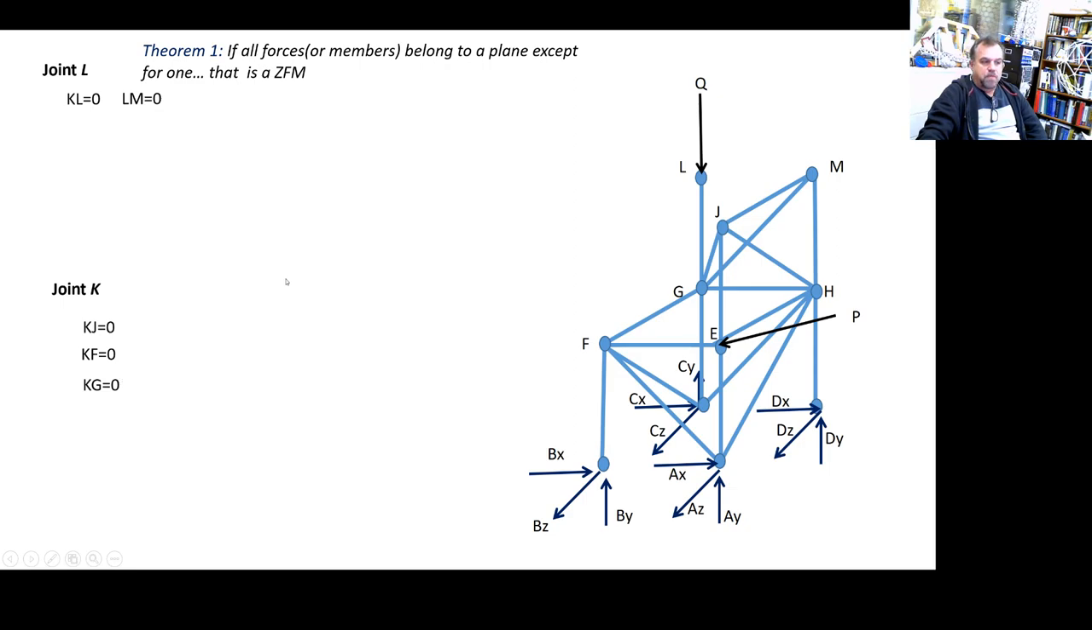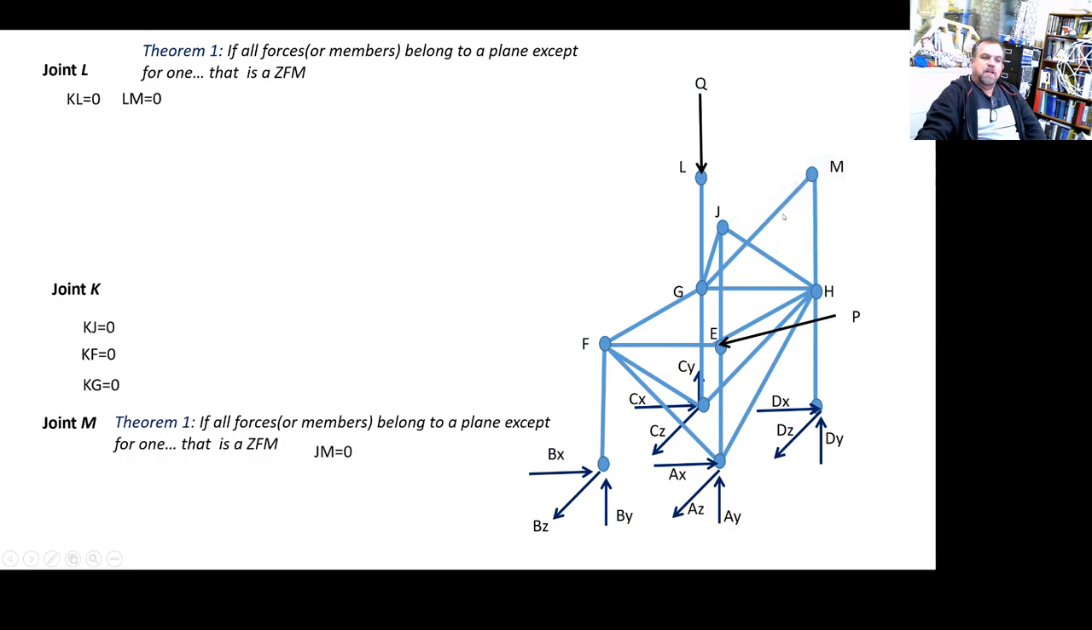Now we can keep moving. Maybe let's go to the joint M. I could do the same thing in joint M that I did before. If I pass a plane here, then these two are in the same plane. The one that comes out of the plane, which is JM, is going to be zero. And then on top of that, look at these two in the same plane, only two, non-collinear, both should be zero. And I can do that.